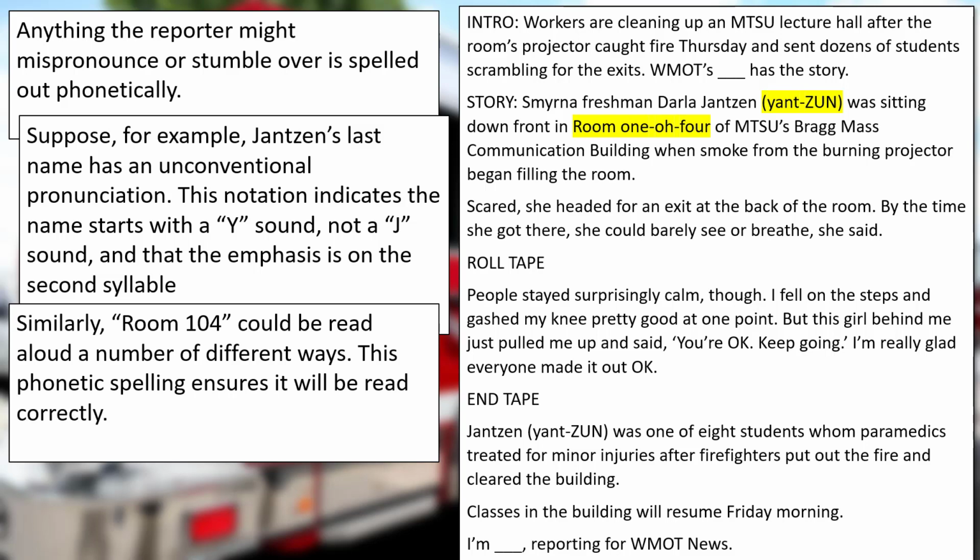And room 104, notice the same things happen there. You could read the word 104 in a lot of ways. If you spell it out phonetically like this, then that's going to standardize how people are going to pronounce the word when the story is being read on the air.